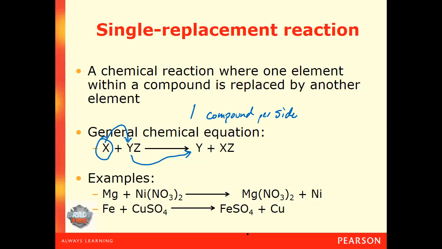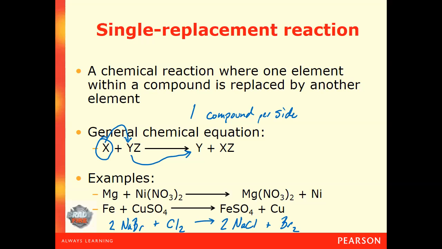Most commonly, we see single replacement reactions in this context, with metals kicking out other metals. But it is possible to see nonmetals behaving similarly. So take, for example, a reaction here between sodium bromide and chlorine gas. In that reaction, the chlorine will kick out the bromine, and we'll end up with sodium chloride and elemental bromine, Br2.